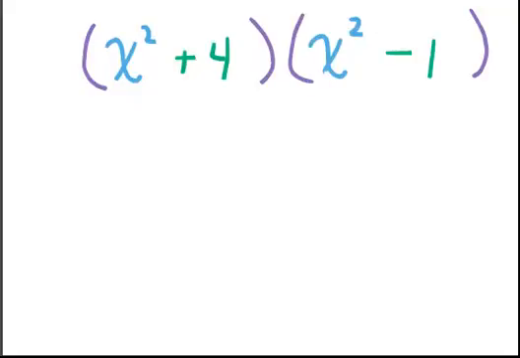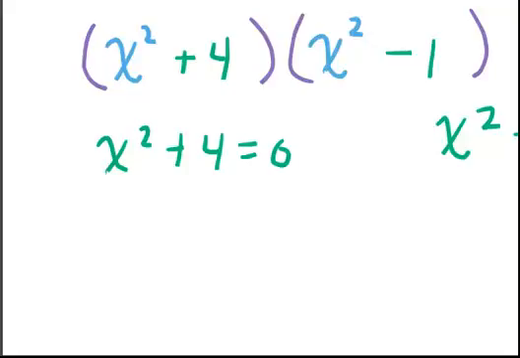Continuing with the factoring, it looks like we need a plus 4 and a minus 1. If you quickly check, first times first is x to the fourth, then we get a minus x squared and a positive 4x squared for the positive 3, and 4 times negative 1 is negative 4. So x squared plus 4 equals 0, or x squared minus 1 equals 0.